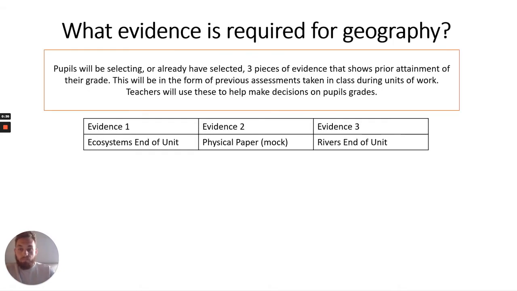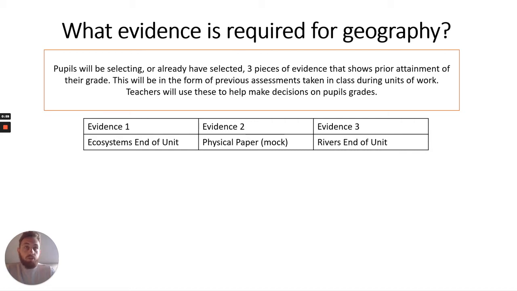So, firstly, evidence. What evidence is required for geography over the next coming weeks for us as teachers to come out with grades that we think reflect your child's progress and attainment? All pupils will be selecting, or have already selected, 3 pieces of evidence that show their prior attainment of their grade. So this will essentially be in the form of previous assessments taken in class during units of work.